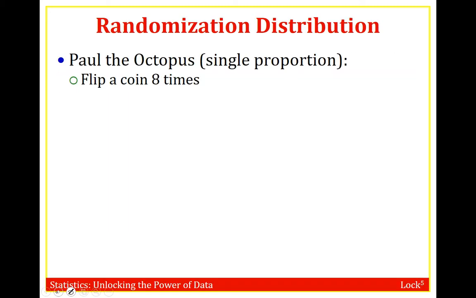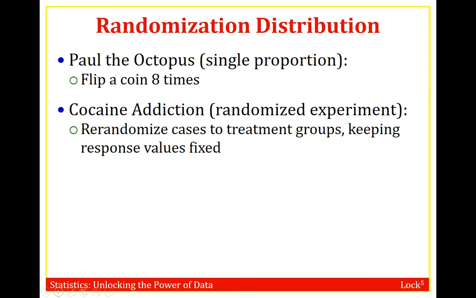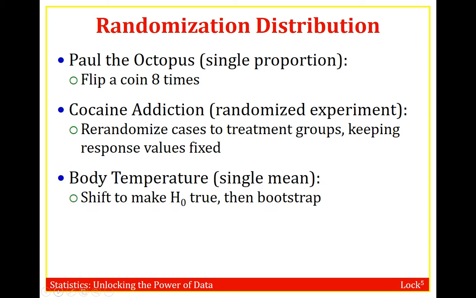Paul the Octopus, that single proportion, it's like flipping a coin 8 times. A cocaine addiction, a randomization experiment. It's a re-randomization case to treatment groups where we keep the response values fixed. Okay, so we can look at a randomization experiment and we can say that the control group and the non-control group should have the same center, and we're looking for a change in what's taking place.